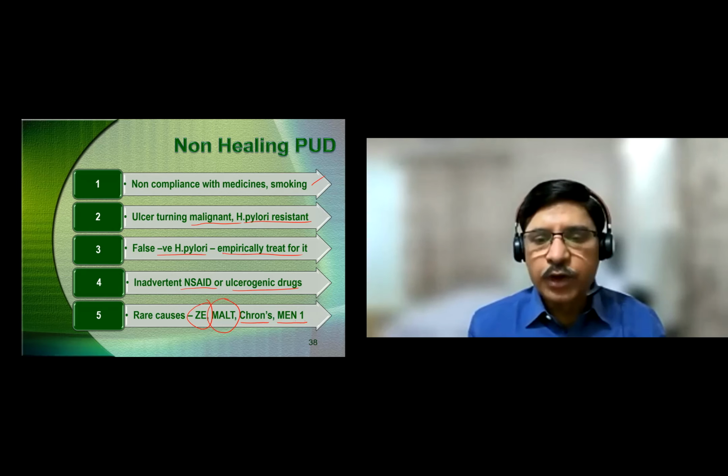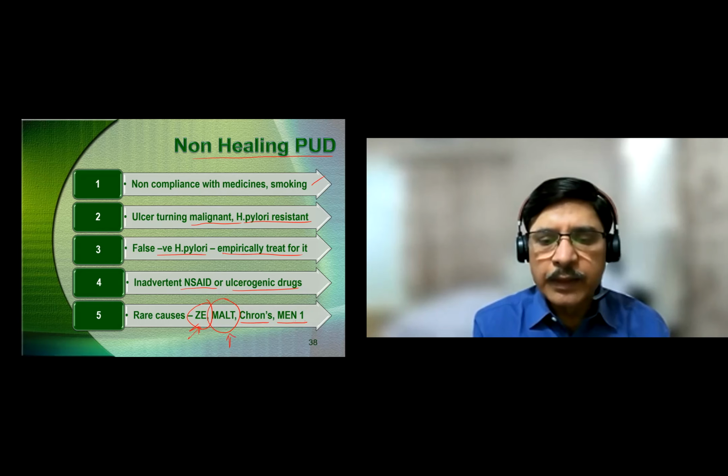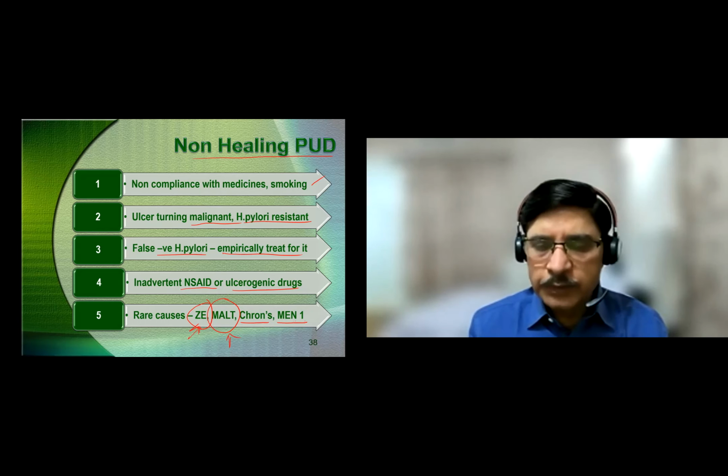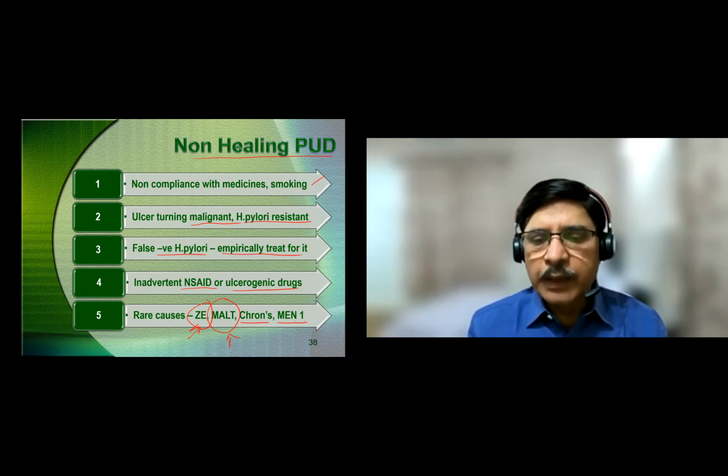Remember, non-healing peptic ulcer: one, the patient has not taken the medicine; two, smoking; three, probably his ulcer is turning malignant, or the H. pylori is resistant to the drugs you use, or a false negative result of the H. pylori test, in which case you empirically treat for H. pylori. Inadvertent use of ulcerogenic drugs like NSAIDs, and rarely, Zollinger-Ellison syndrome, a tumor which hypersecretes acid, then lymphoma of the GI tract, MALT, Crohn's disease, and multiple endocrine neoplasia type 1.